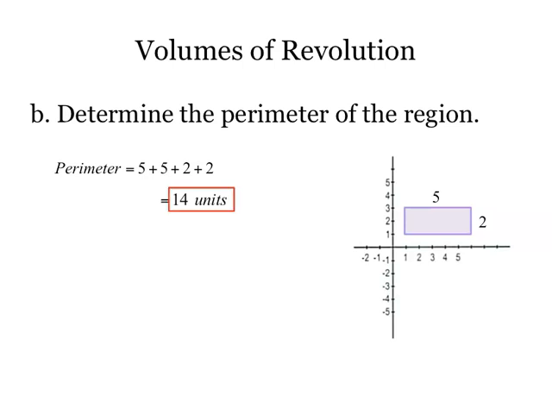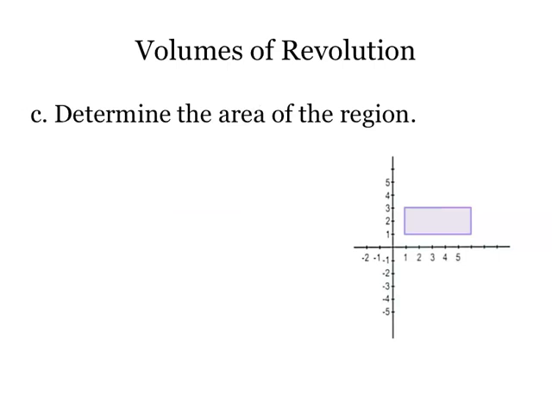Now determine the area of the region. So still use those measurements, the 5 and the 2, because the area of the rectangle is going to be the base times the height. So that's going to be 5 times 2, which is equal to 10 units squared.